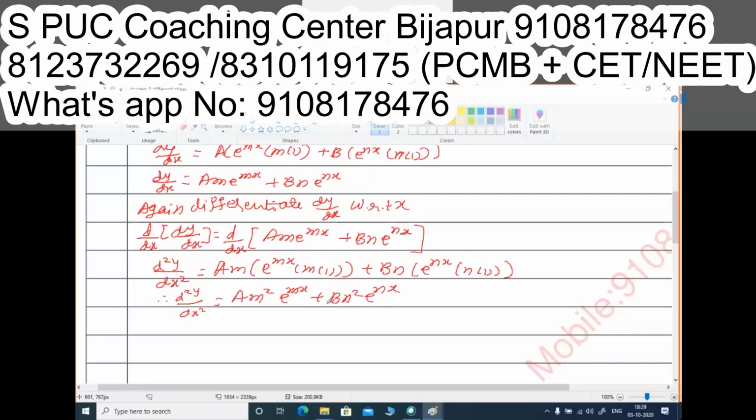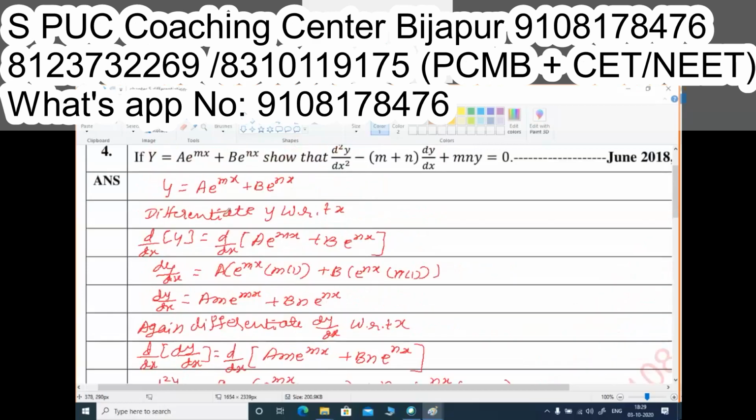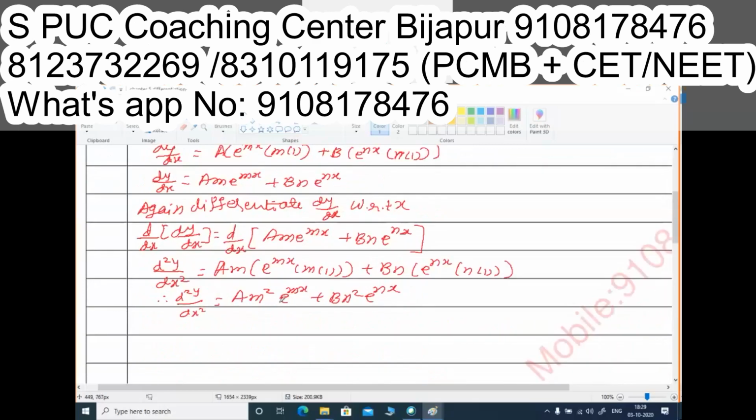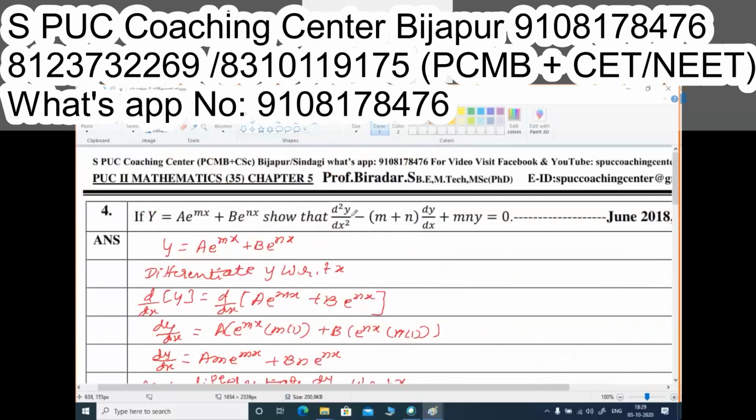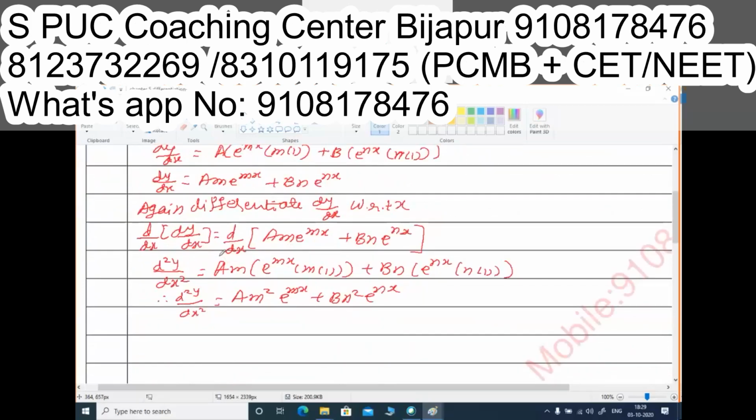See here, we have found dy by dx. Again we found d square y by dx square. What he has asked is to show that d square y by dx square minus (m plus n) into dy by dx plus mny equals 0. First I am going to consider the LHS term, and from this LHS I am going to obtain the RHS.